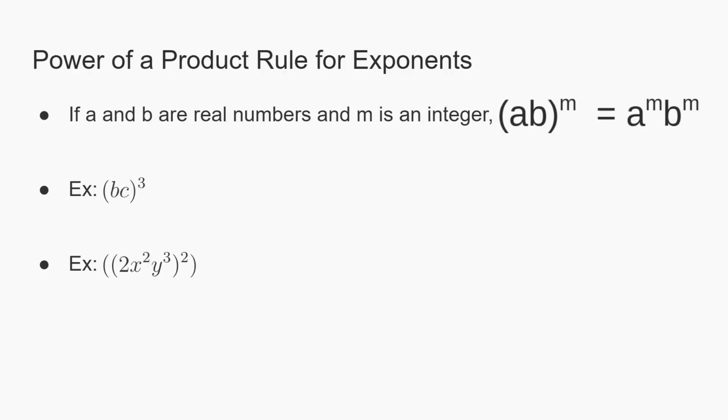Here, we have the power of a product rule. A and B are real numbers, and N is an integer. So in this case, we have A times B multiplied together, all to the n power. We're saying that's the same as doing A to the n power times B to the n power. So in a way, it's just kind of like, are you taking it to the exponent first, or are you multiplying together and then taking it to the exponent? It's going to be the same thing. So in this case, B times C to the 3rd power is equal to B to the 3rd power times C to the 3rd power.